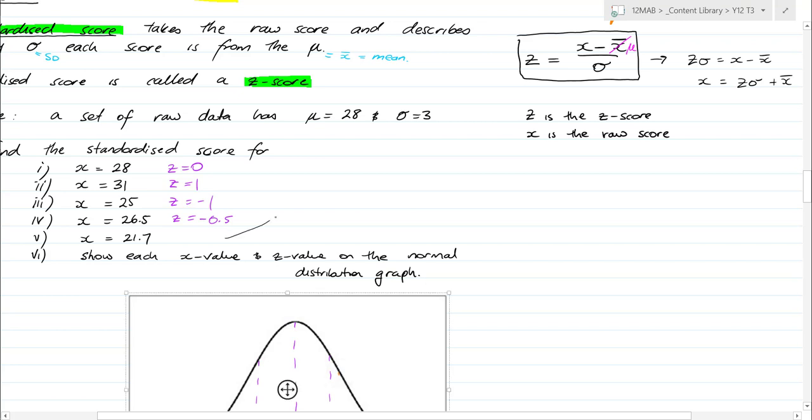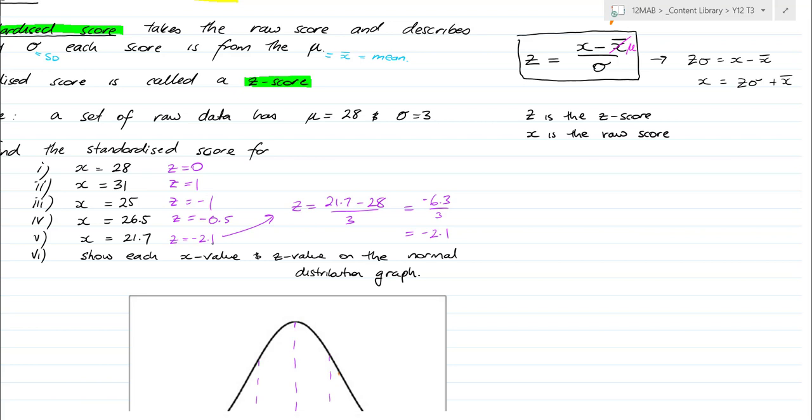So to calculate this one, I'm going to just change it back to purple. I've got Z is equal to 21.7 minus 28 over 3, which is equal to negative 6.3 over 3, and that's equal to negative 2.1. So Z equals negative 2.1. That tells me 21.7 is 2.1 standard deviations below the mean.